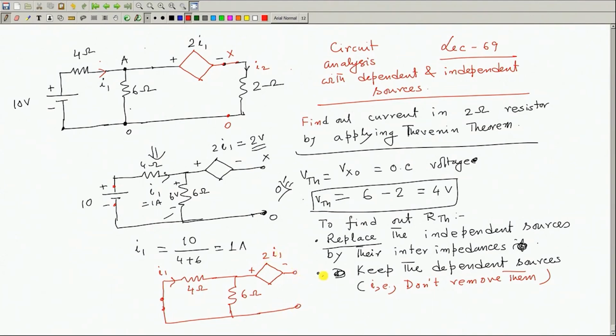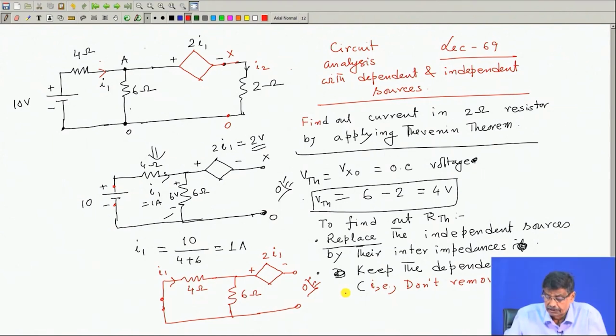And this relationship is: this is I 1, this is 2 I 1. And I will try to find out the impedance looking from this end, that is what I have to do. Now, how to find out the equivalent resistance when dependent sources are present? Okay, 4 and 6 are parallel, but what to do with the 2 I 1 business? Of course, I 1 is 0, is it not?